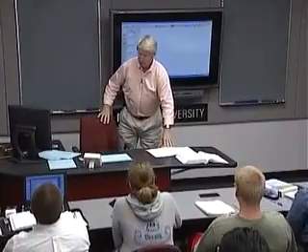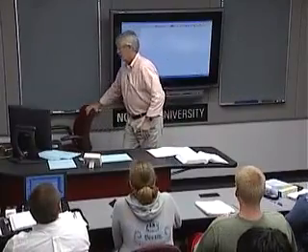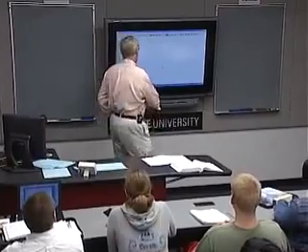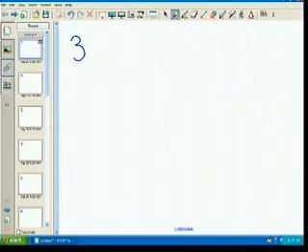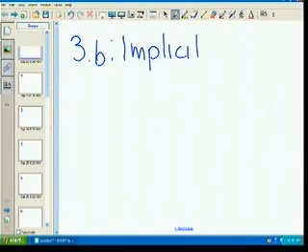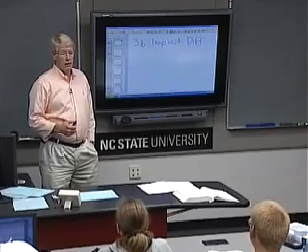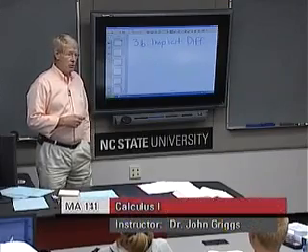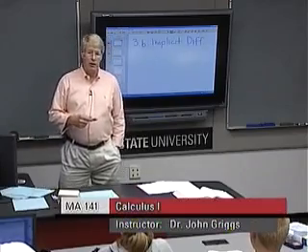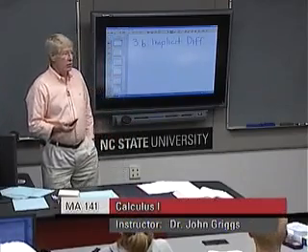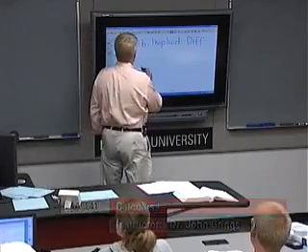So this is section 6, chapter 3. It's called implicit differentiation. It's very convenient that it follows right after the chain rule. And if you have any difficulty at all with this, think of this as nothing more than a chain rule problem.